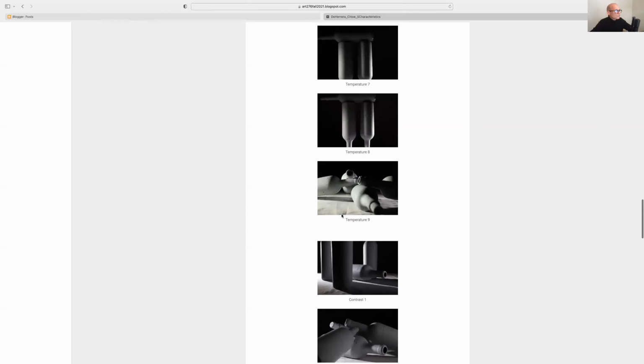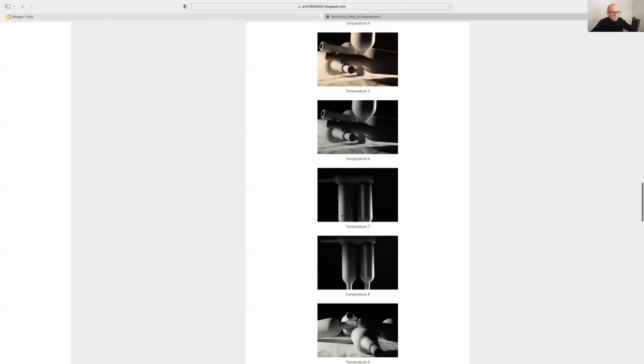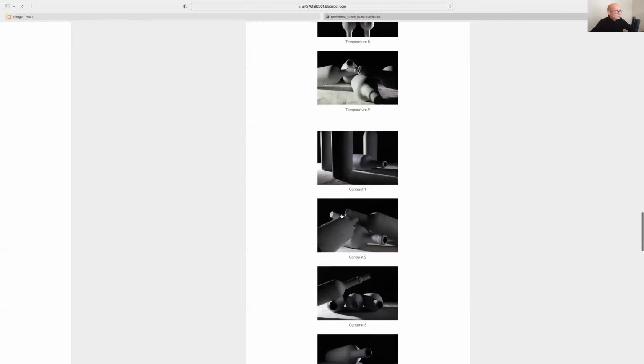I like the variations, though. I think what you're doing with the color variations is really good. It seems like you're exploring the settings pretty well.